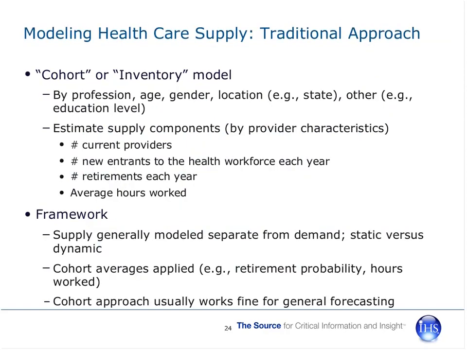The traditional approach to modeling supply was to use what we might call a cohort or an inventory model, where we have a certain number of people in a cohort. So a cohort might be all nurses that are trained at the baccalaureate level that are age 30, living in a particular state. And we would follow what happens with that cohort as it ages. Usually as it ages, some of the people will drop out of that cohort due to retirement, and some of the people in that cohort might start working fewer hours. And so that cohort starts to shrink over time generally in terms of the full-time equivalent supply coming out of that cohort.